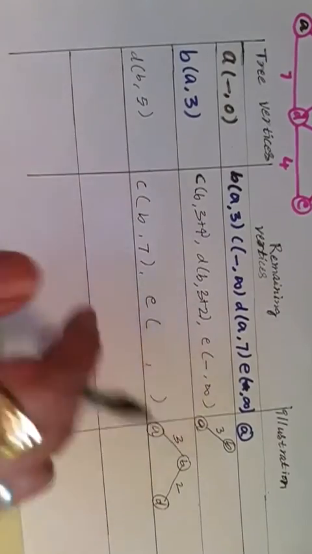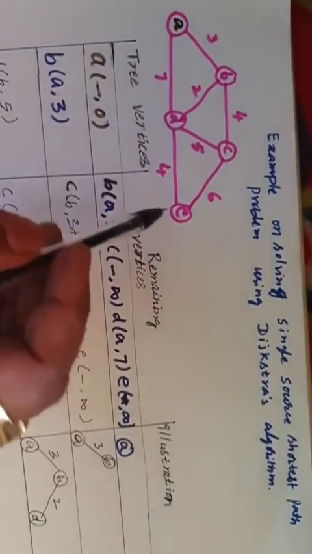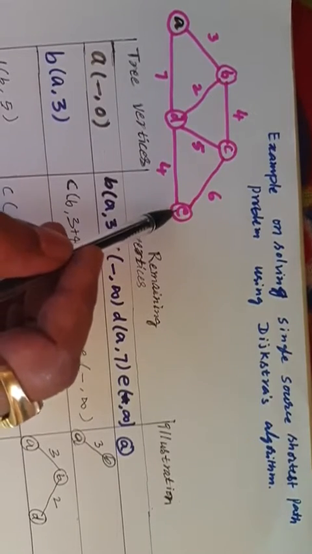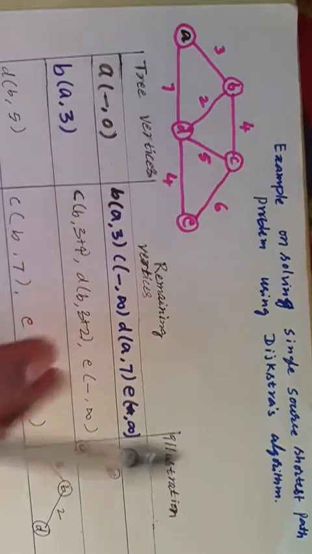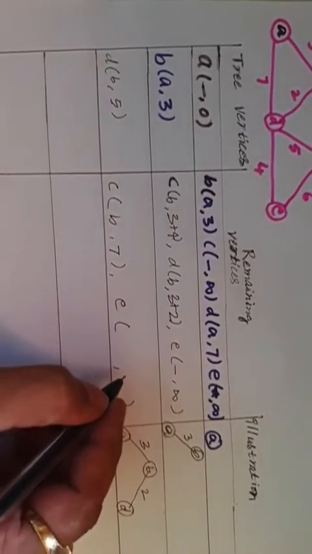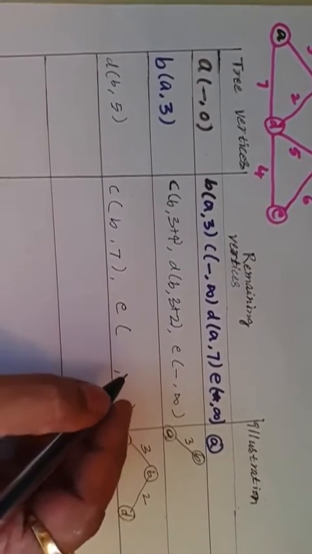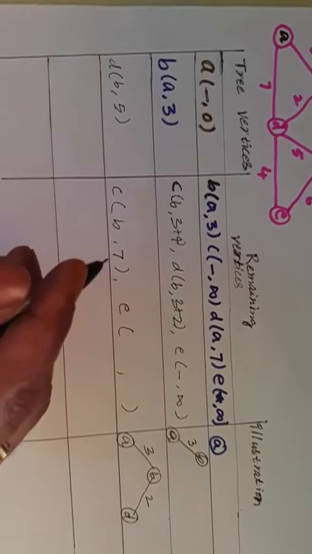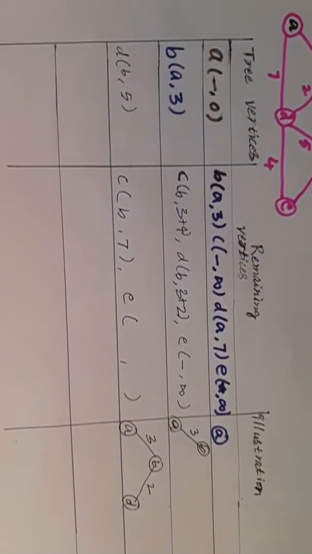What about e now? Can I reach a from e? Yes, it is possible: e to d, d to a. Its cost is 7 plus 4, 11. And 11 is less than infinity. So I am going to update e as, how much is e now? One minute.